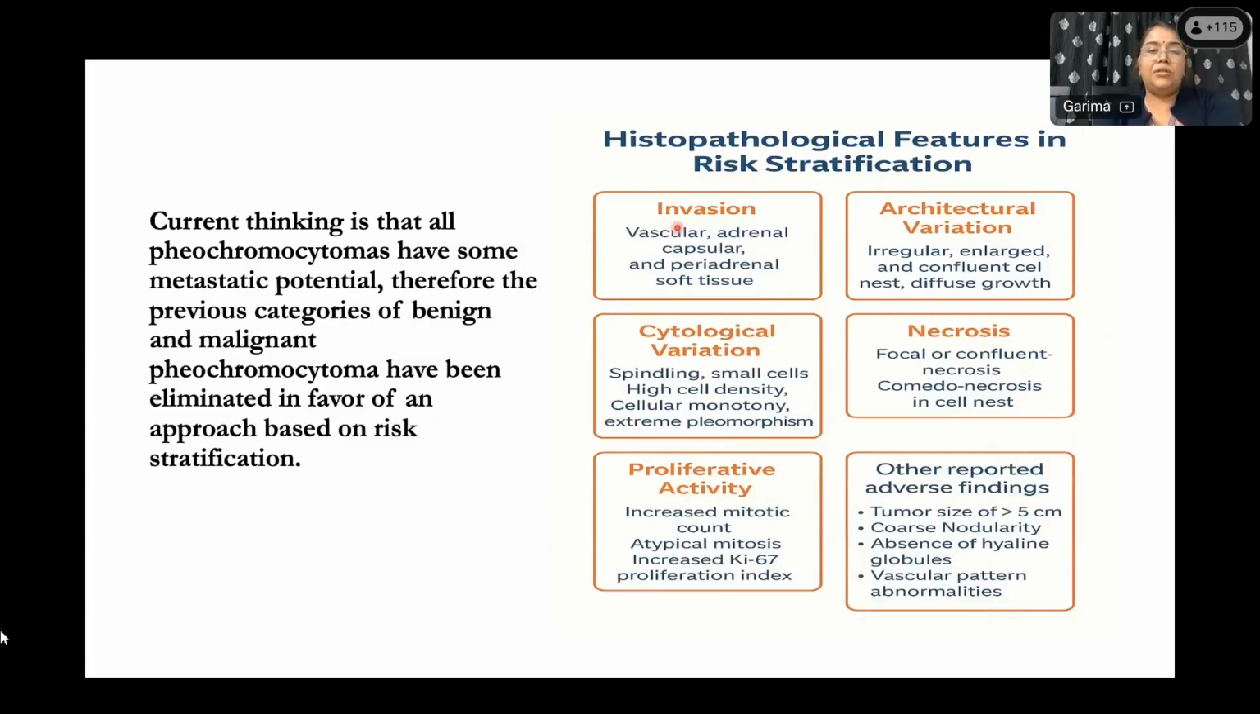Large amount of cytological variation. Now, these cases are the ones which make you confuse them with adrenocortical carcinomas, like spindling of tumor cells, high cellular density, presence of monotony of cells, or extreme pleomorphism. Then increased mitotic count, presence of atypical mitosis, lot of architectural variation, and necrosis. These are the features which point towards an aggressive behavior, right?